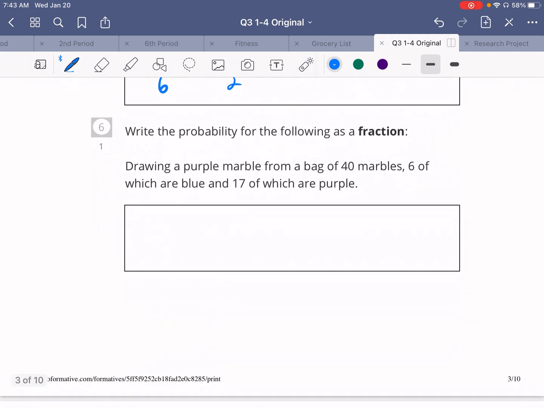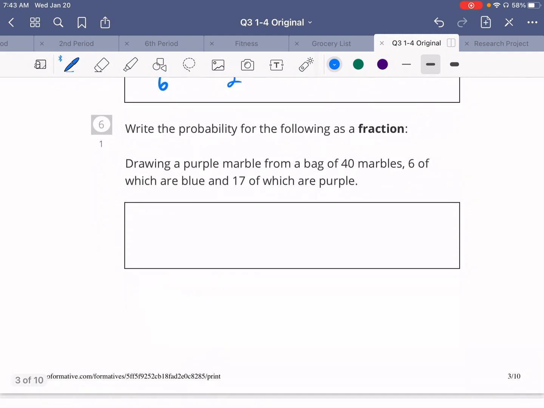All right, drawing a purple marble from a bag of 40 marbles, 6 of which are blue and 17 of which are purple. We don't have all the information, but we do have all the information we need, which is 40 total marbles, 17 are purple, so 17 desired outcomes over 40 total outcomes, 17/40.